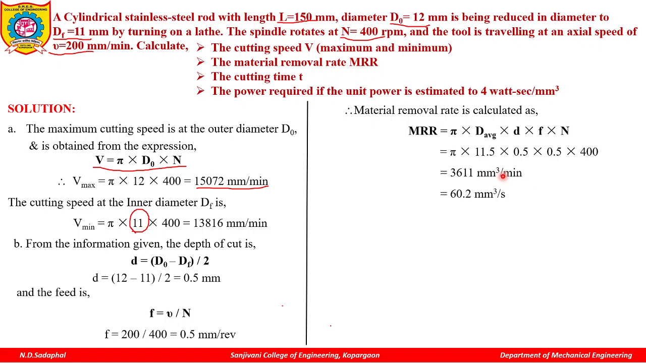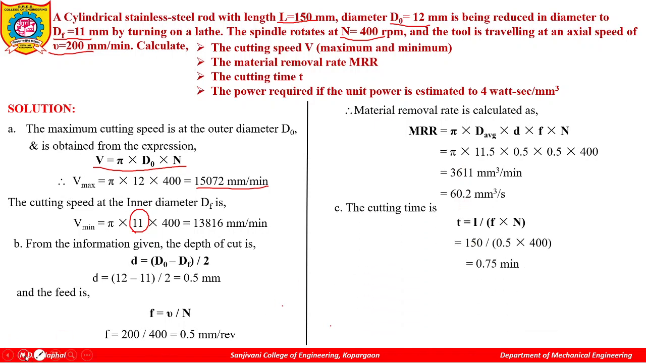How is this unit coming? D average is in mm, small d is also in mm, small f we have calculated in mm per revolution. So this mm will be mm cube, into this N is revolution per minute. So mm cube per minute you will get as the answer. Now you have to convert this mm cube per minute into mm cube per second. Simply divide this by 60, because 1 minute equals 60 seconds. So if you divide this by 60, you will get 60.2.